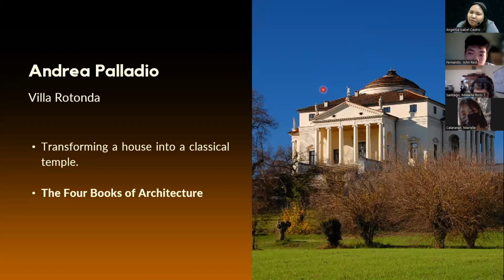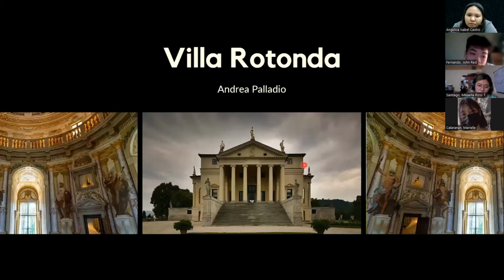By next week, we will discuss the reactions or movements against or for your Renaissance architecture: Mannerism, Baroque, and Rococo. Villa Rotonda, if you can see it from here, is very, very overly classical. You also have your statues, your pediments, your frieze, your columns, your order.